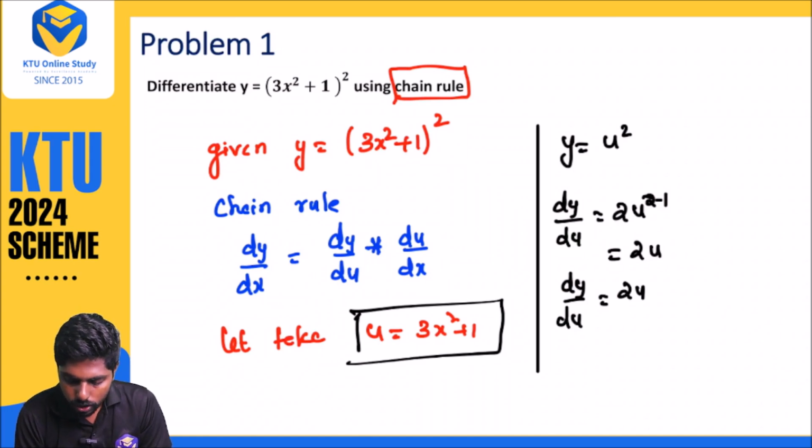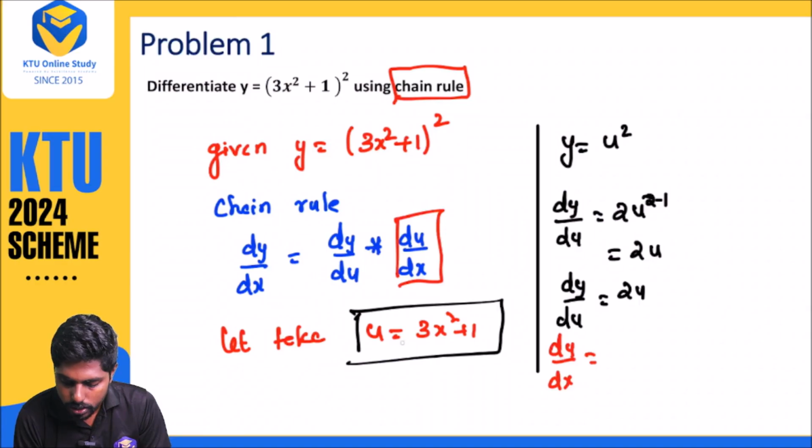Now the next formula: we want to know du by dx. When we differentiate u with respect to x, 3 into 2 into x power 2 minus 1, since n equals 2. The 1 is a constant, and the derivative of a constant becomes 0.